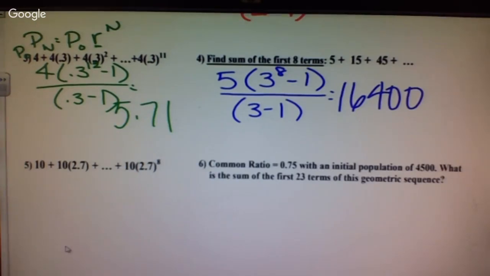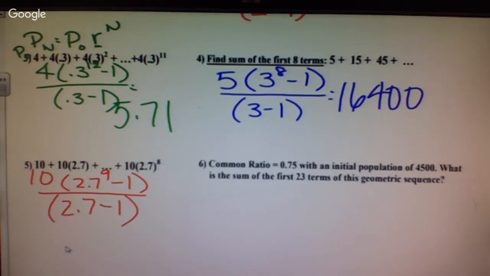Okay. Number 5 is much like number 3. What's my first term? 10. What's my R? 2.7. And how many terms am I adding together? 9. Remember, these ones go from P sub 0 to 8. So minus 1, all over 2.7 minus 1. What is it?